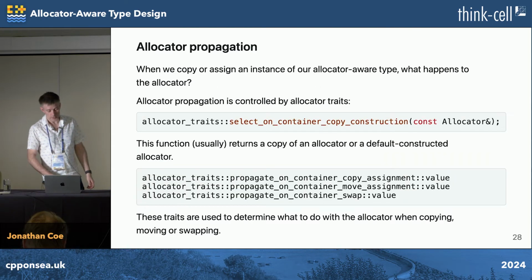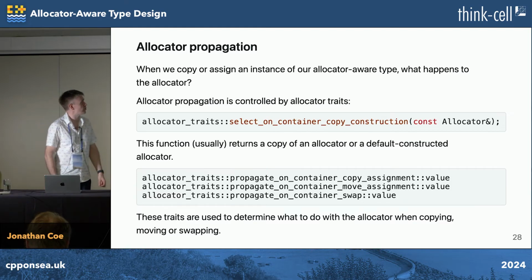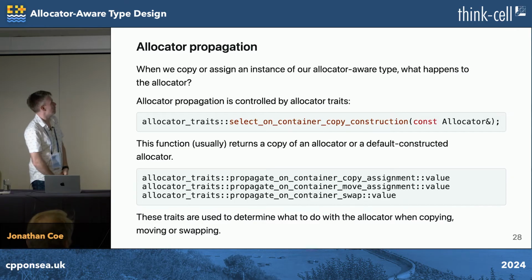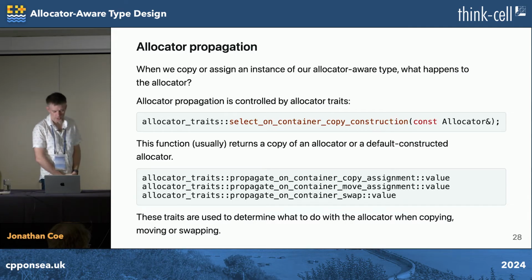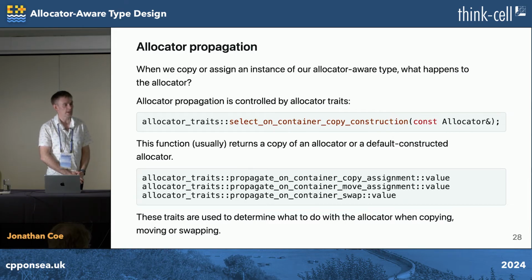And then, yeah, so allocator propagation. So when we copy or assign an instance of our allocator, remember my earlier story about going to your friend's house to copy their Lego house, whose bricks do you use? I did mention Lego and I said I wouldn't. So copying or assigning an instance of our allocator-aware type is controlled by these allocator traits. So we have this function called select_on_container_copy_construction, which will determine when we copy a container whether we create a new instance of the allocator or copy the existing allocator or do something else, although what that other thing would be, I'm not really sure.